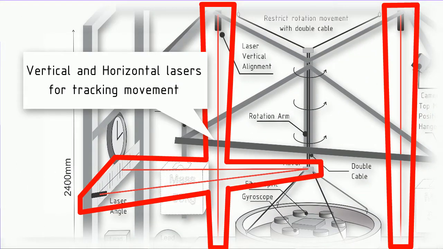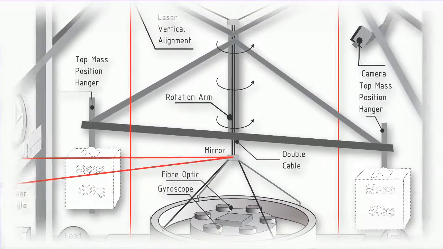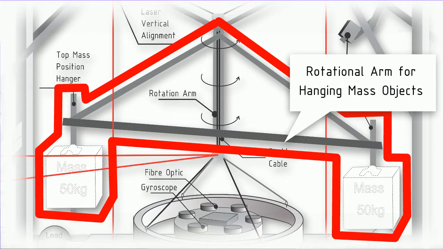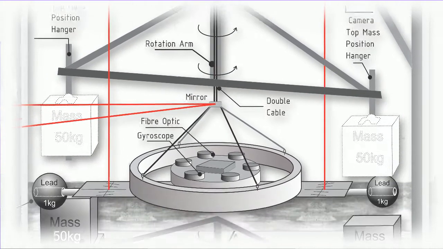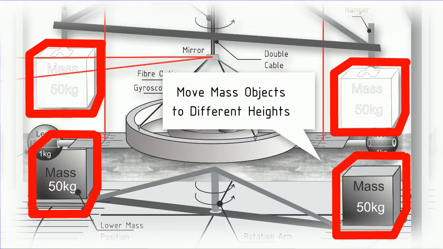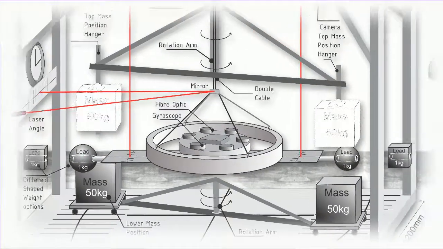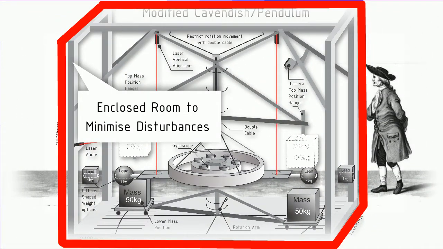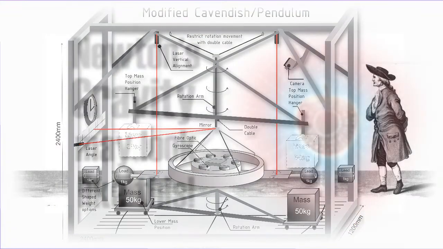It also uses a fiber optic gyroscope to accurately measure the rotational movements, as well as laser beams to plot vertical and horizontal results. The rig has a rotational hanger that can position the mass objects above, below, or beside the balance weights, to assess the different effects from different positions.